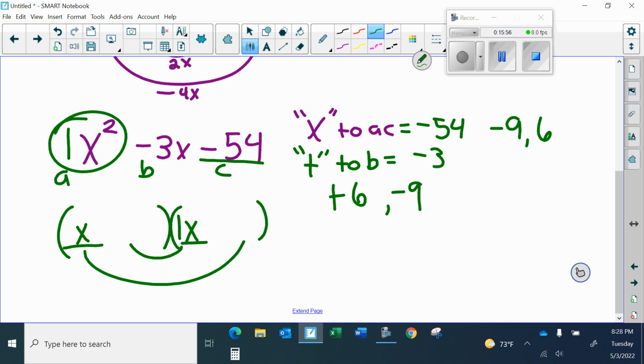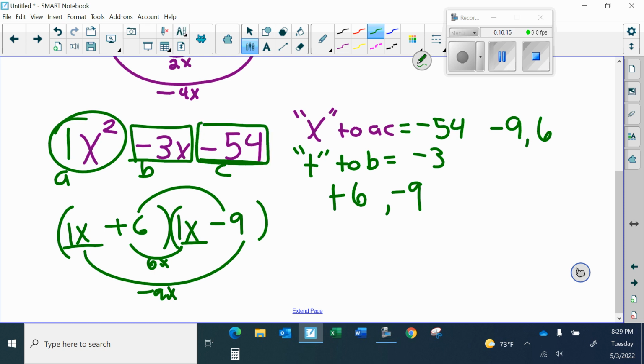1 times what gives me 6? 6. 1 here times what gives me negative 9? Negative 9. And I can check it if I wanted to. There's my 6x. There's my negative 9x. 6x minus 9x is negative 3x. And then 6 times negative 9 is my negative 54. So I've gone back through and checked that I have it right. I usually don't make people draw these smiley faces because on this one it's very easy, just taking these two factors and plugging them in. But this is going to become key when you do it with leading coefficients of 2 and higher, just so you know.